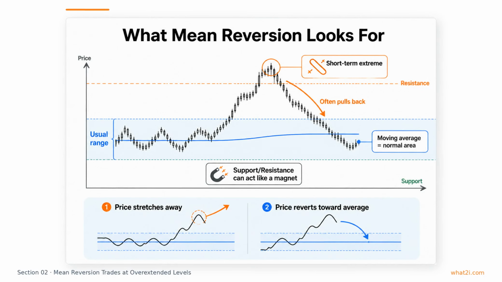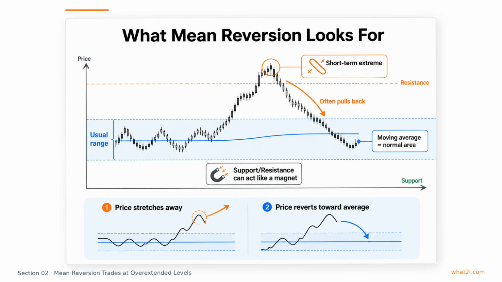Mean reversion looks for a short-term stretch that may snap back toward a more normal price area. After a stock runs too far above its usual range or falls too sharply below it, traders start asking whether the move has become temporarily excessive. That normal area might be represented by a moving average, or it might be a prior support or resistance zone that price often returns to. The idea is not that price must reverse immediately, but that extreme distance from its recent norm can create vulnerability.